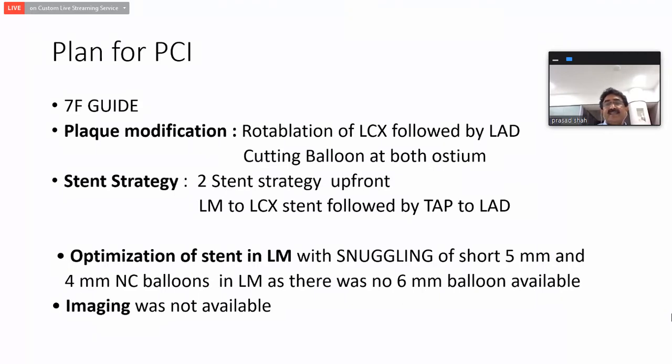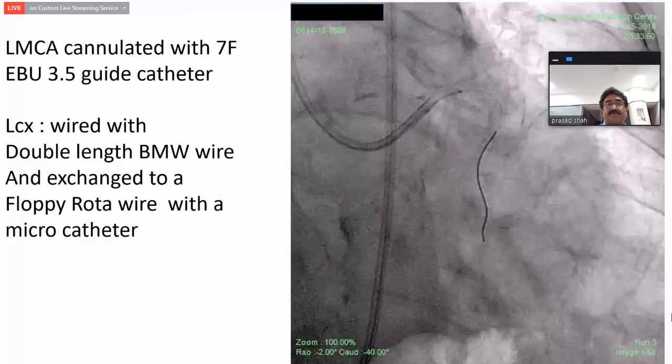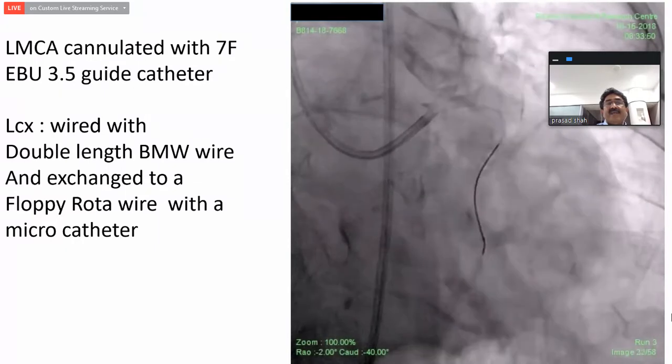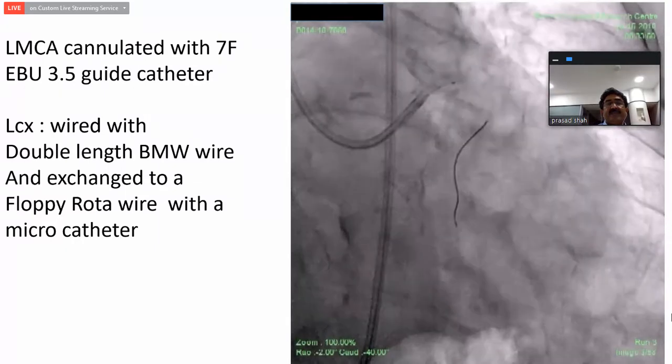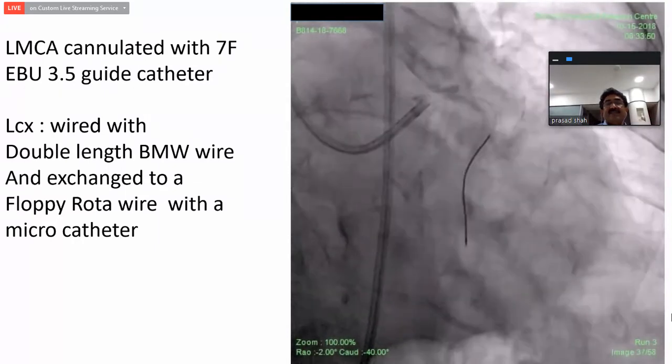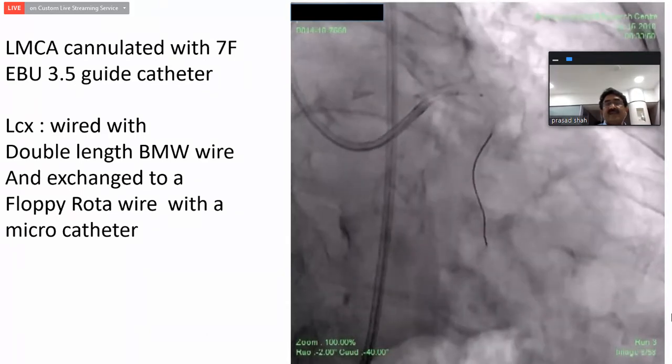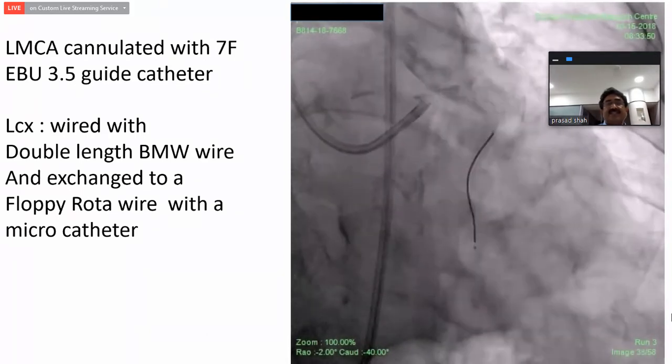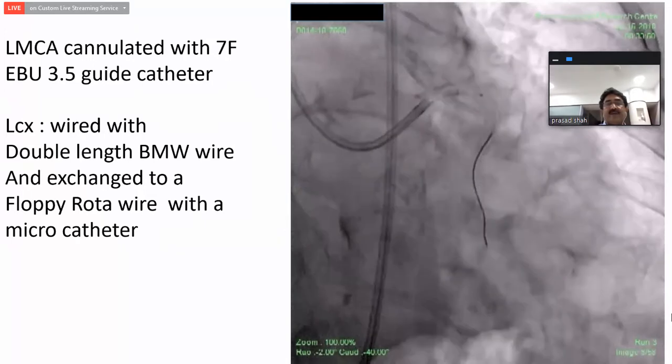For optimization of the stent, the left main was very roomy, and I didn't have a 6 millimeter balloon in the lab. So the plan was to use snuggling of short balloons, 5 millimeters and 4 millimeters NC balloons if needed. Imaging was not available. So the left main was cannulated with a 7F EBU 3.5. The circumflex was wired with a double length BMW wire, which was then exchanged to a floppy rota wire with a microcatheter.